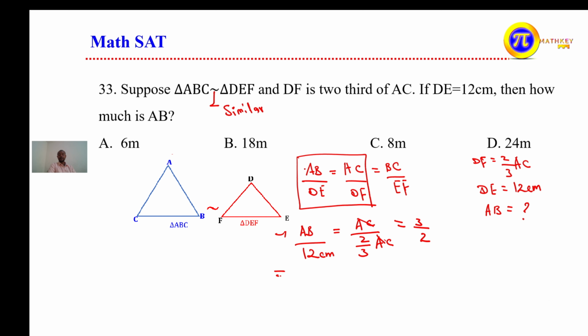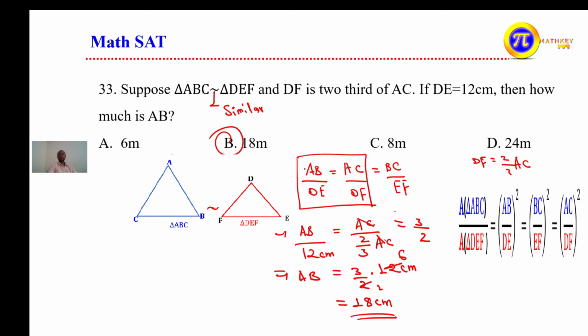So what is AB? AB is equal to 3/2 times 12 centimeters. To calculate this, 12 divided by 2 is 6, so 3 times 6 is 18 centimeters. This is the value of AB, 18 centimeters. From the given choices, choice B is the correct one.